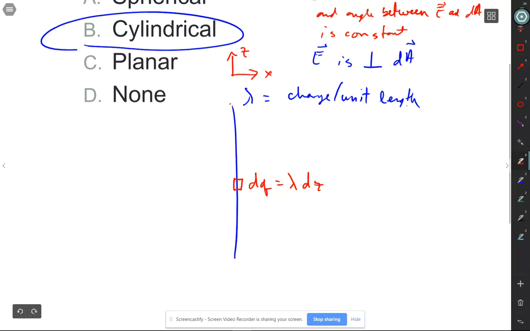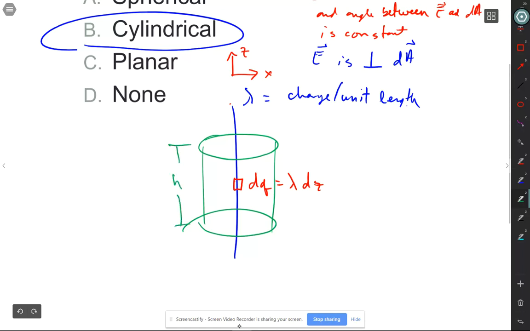So I have that dq is equal to lambda dz, but then I'm going to make my Gaussian surface here, which is not a real existing surface. It's an imaginary one for calculation. And it has some height h and some radius r. And then I start my calculation.